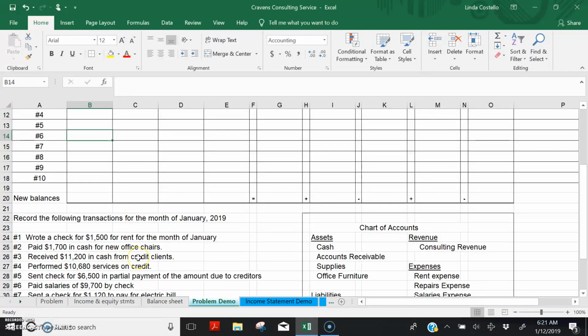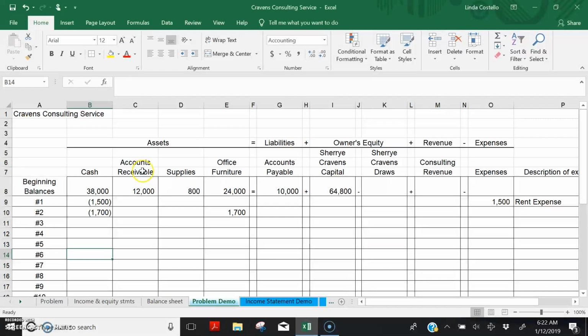Credit clients means customers who owe us money. Customers who owe us money, the balance is posted in an asset account called accounts receivable. So we're going to increase cash and decrease accounts receivable. Before this business transaction, our customers owed us $12,000. Now they've paid us $11,200, so we're going to decrease the accounts receivable.